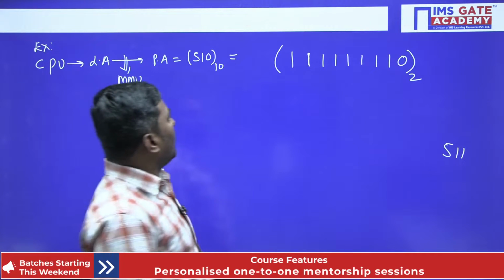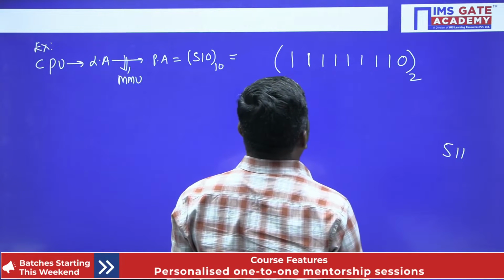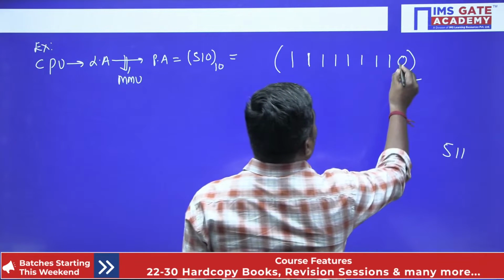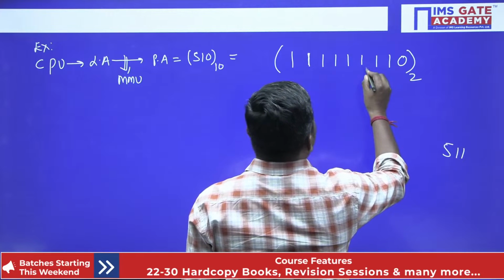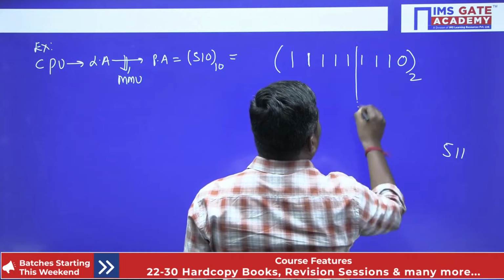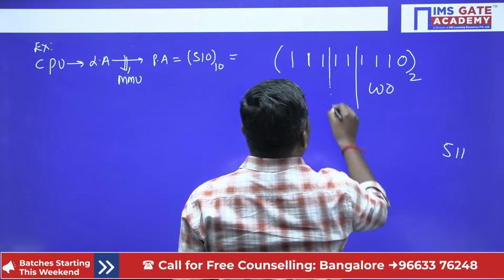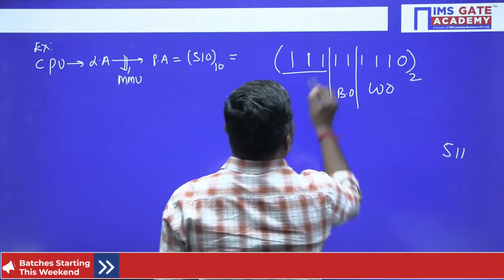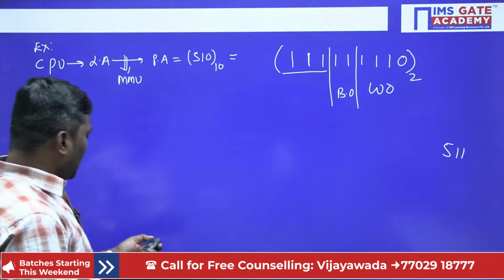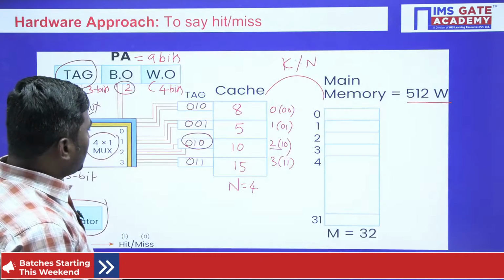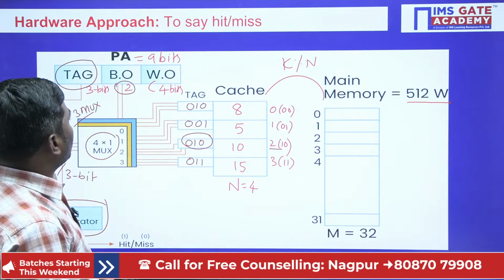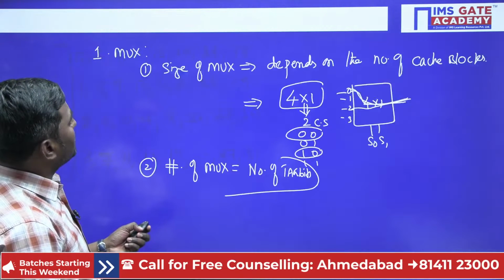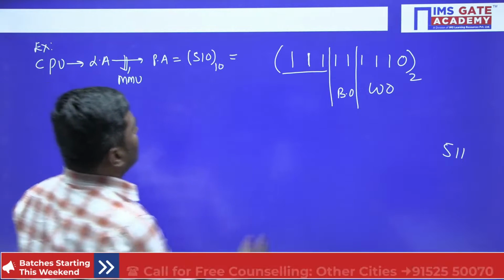Now this needs to be divided into 3 parts. This is the word offset, then the block offset, and these are the tag bits. Please understand, these are the tag bits.